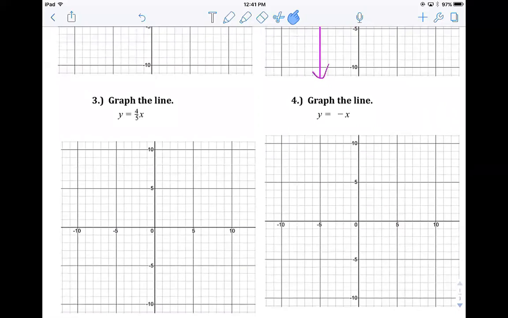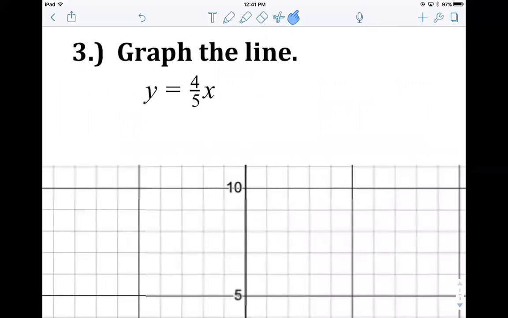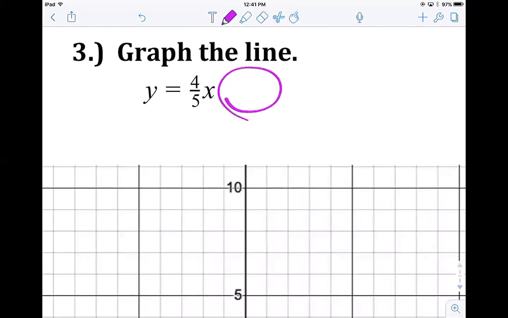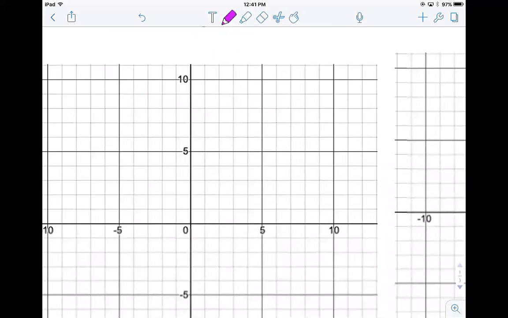All right, problem 3 and problem 4 will both be diagonal lines because we have a y value and an x value. So looking at number 3, you want to identify your y-intercept. Well, there's nothing added or subtracted at the end. So in this case, this is kind of like plus 0. So we are starting at the origin. We're starting at 0, 0.